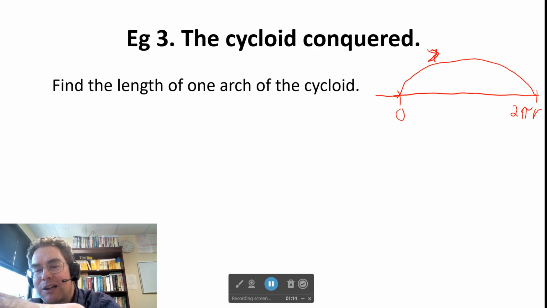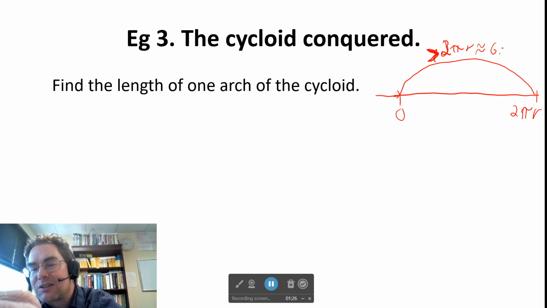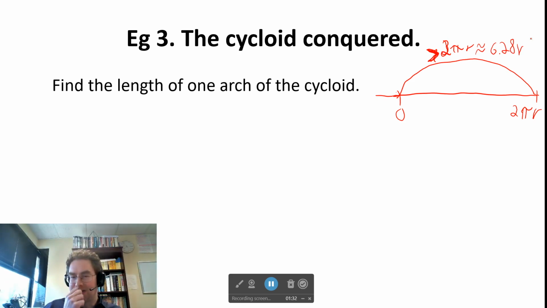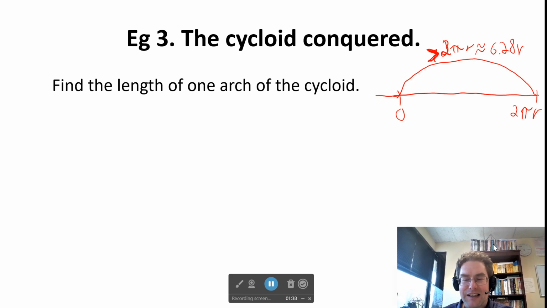That's supposed to be a greater than 2 pi r, and as we know, pi is about 3.14, so we're expecting certainly something bigger than 6.28 r for this. Of course, that's just a rough estimate. What we'd like to do is get this exact, and so let's get to it.